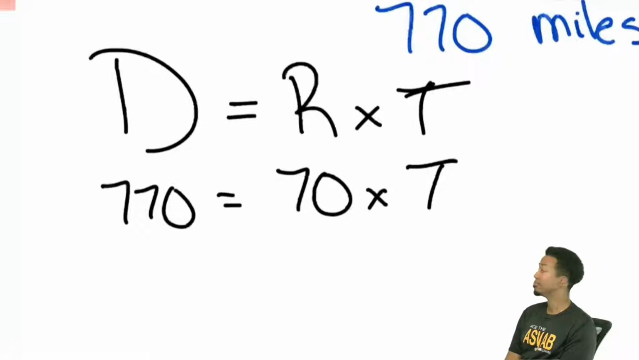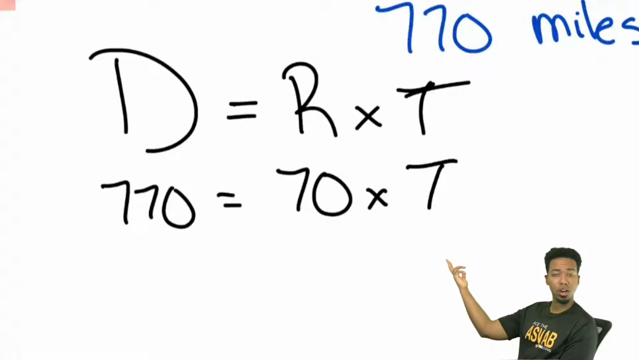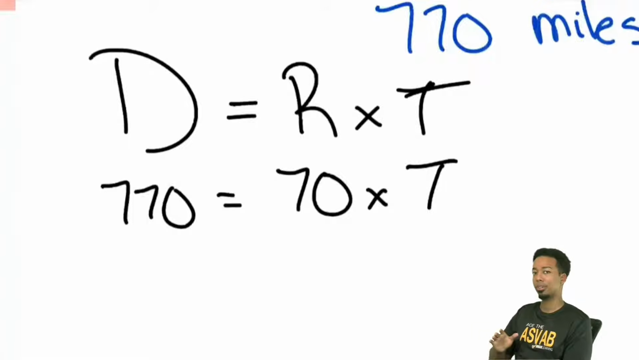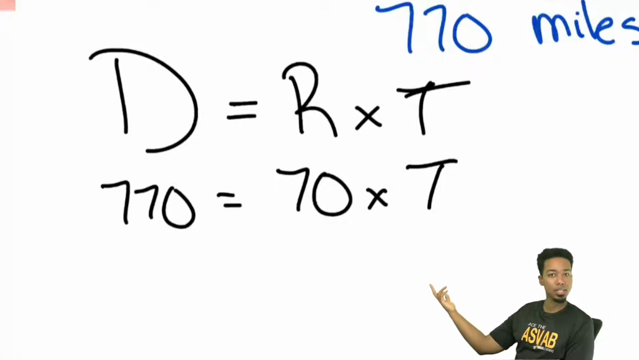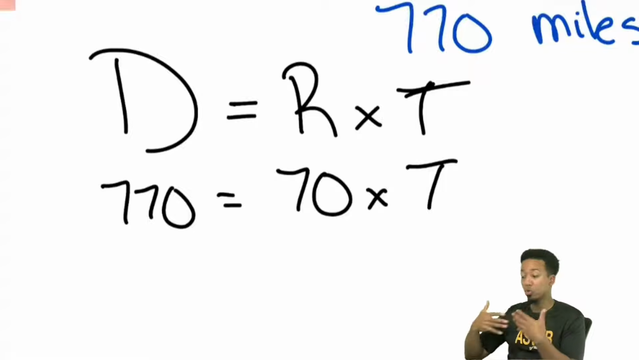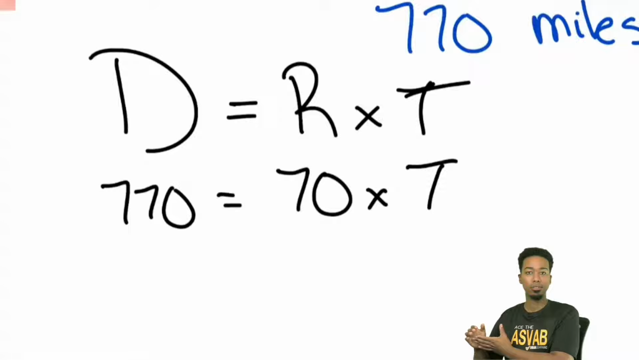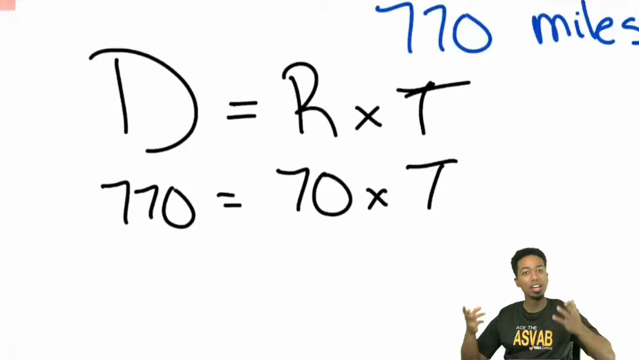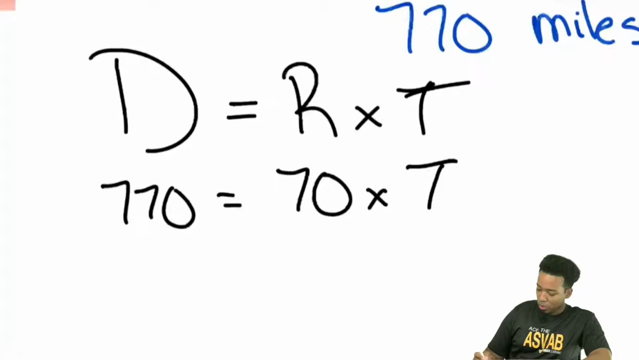No, it's not. It's covered with a 70. It's 70 times t. The t is not by itself. If the t was by itself, then we just do whatever it is on the other side and we're done. But it's not by itself yet. We need to perform or do work to get it by itself. And that's where we have to ask ourselves, what do we do to get rid of times 70?